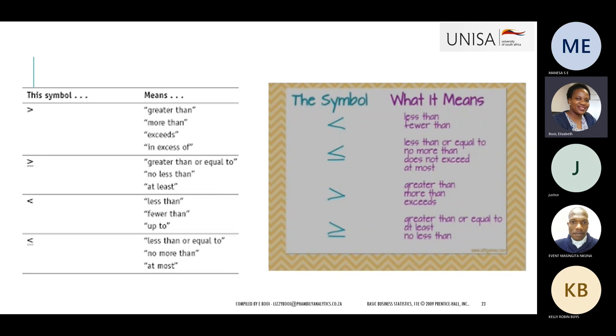All right. So always remember the signs corresponding to the words, because sometimes they will give you words instead of signs. Like they might say exceeds, in excess of. You need to know that it's greater than. If they say fewer than, you need to know that it is less than. So very important. We learned about this in study unit 6, on discrete probabilities and so on. But remember, with hypothesis testing also, because we use the signs, you need to be able to reflect what these signs mean in words and in mathematical symbols.